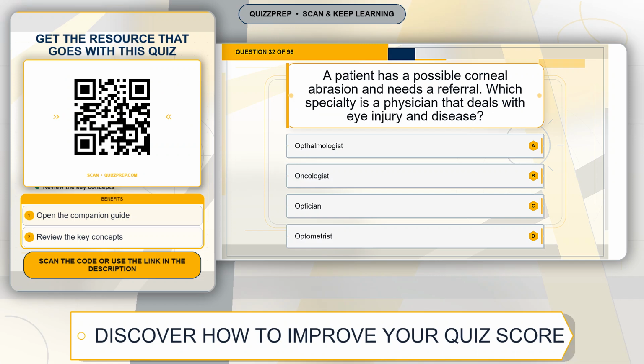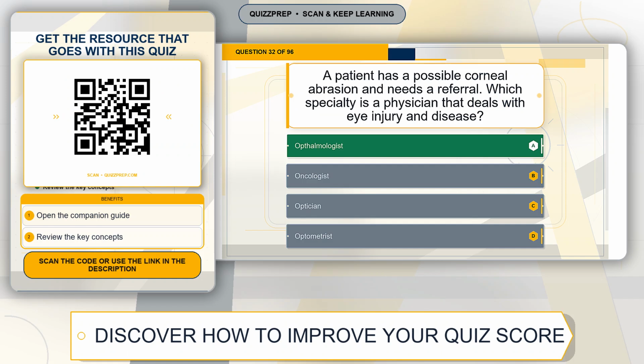Question 32. A patient has a possible corneal abrasion and needs a referral. Which specialty is a physician that deals with eye injury and disease? Option A, ophthalmologist. Option B, oncologist. Option C, optician. Option D, optometrist. The correct answer is option A, ophthalmologist.